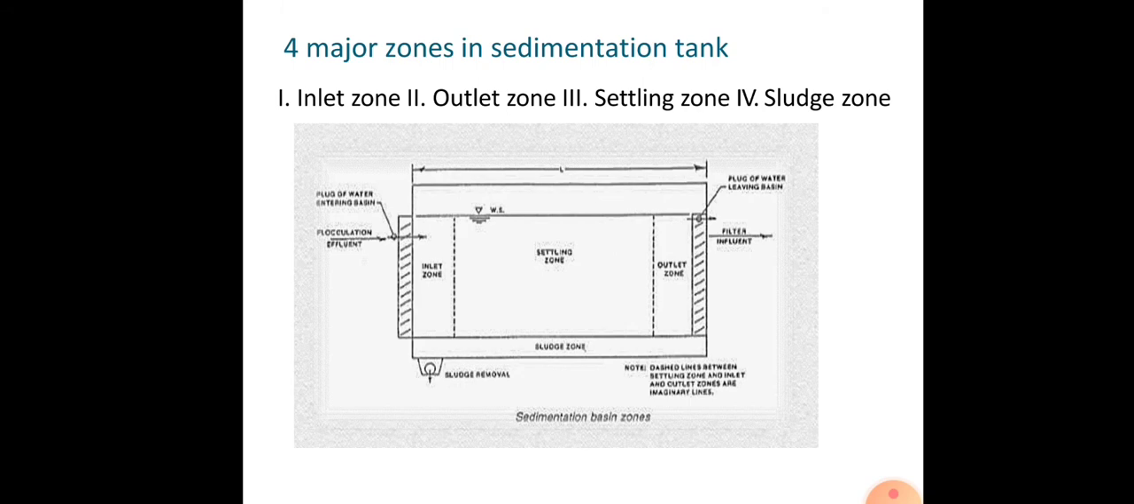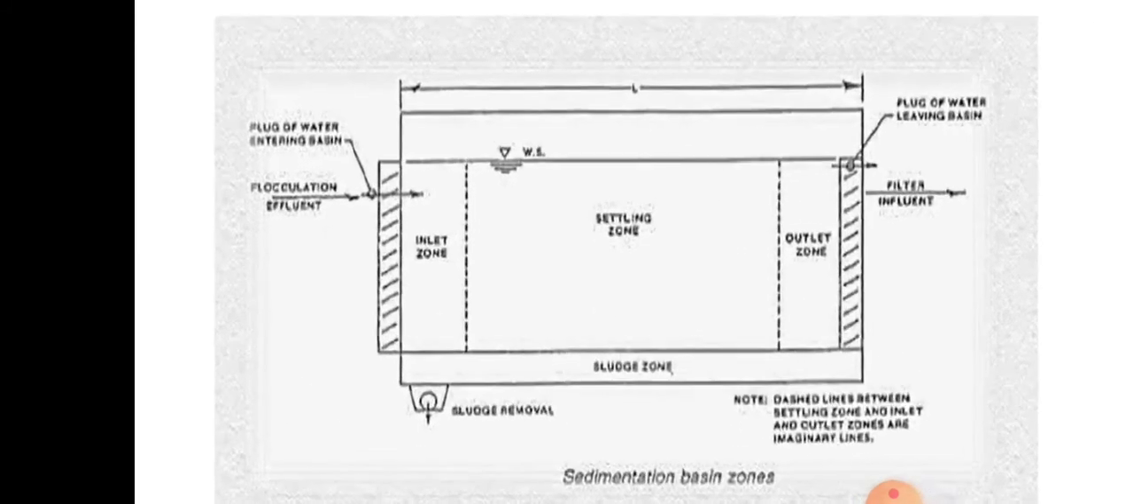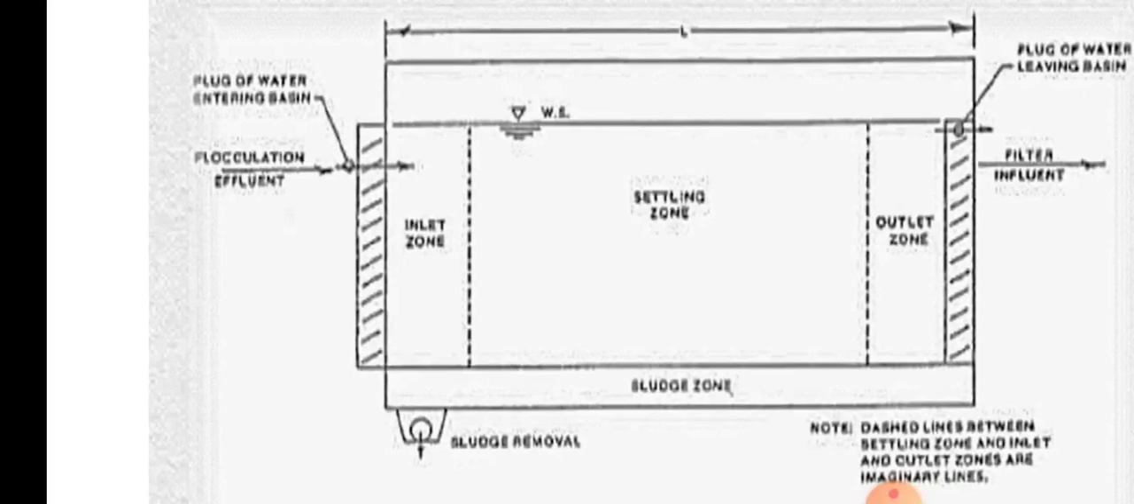Now coming to the various zones that are present in a sedimentation tank. As you see here, there are mainly 4 zones. When we consider an ideal rectangular sedimentation basin or sedimentation tank, it can generally be divided into 4 zones like we see in the figure. The first zone is called the inlet zone. As you see here, at the entrance to the tank, considering from the left side, you can see that there is a zone in the tank. This zone is known as the inlet zone.